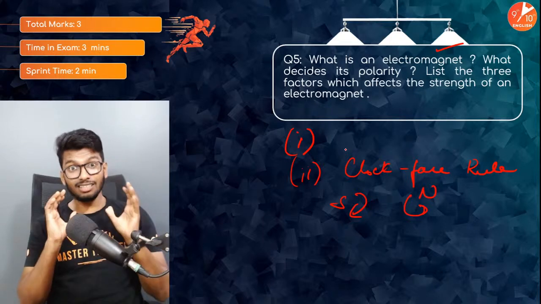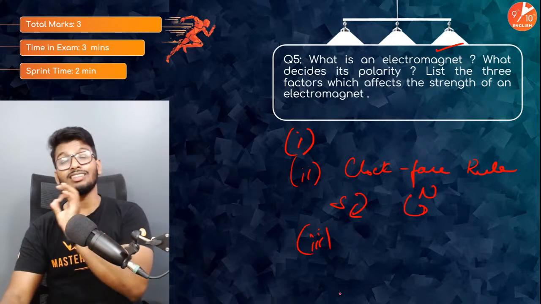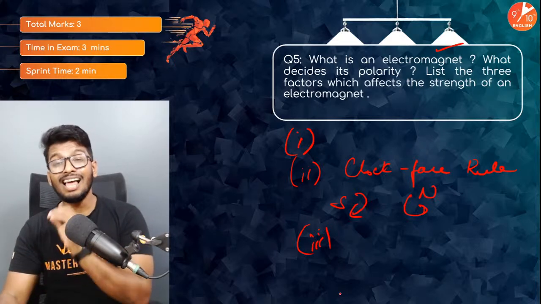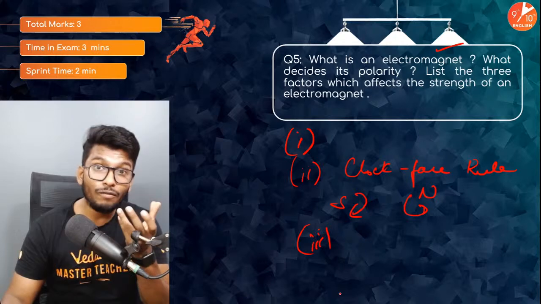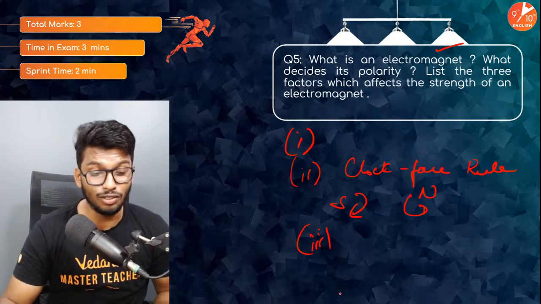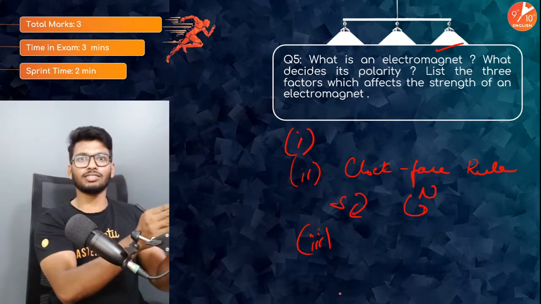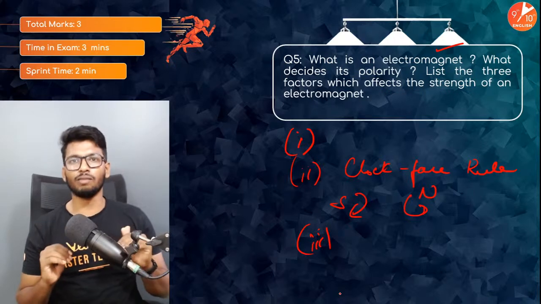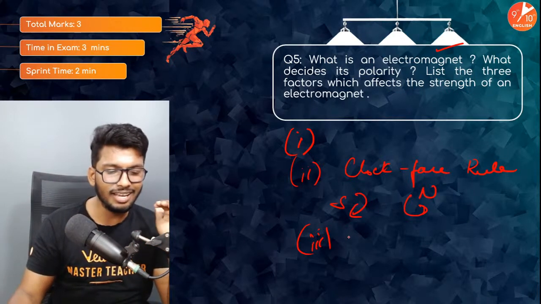To get the complete 3 marks, you need to answer the third question also, which is to list the 3 factors on which the strength of an electromagnet depends. What are the 3 factors? Quickly. Very simple question. Again, that is going to complete your 3 marks. Otherwise, you'll only end up getting 2 marks. So do not forget this also. Third part of the question is what factors does it depend on?